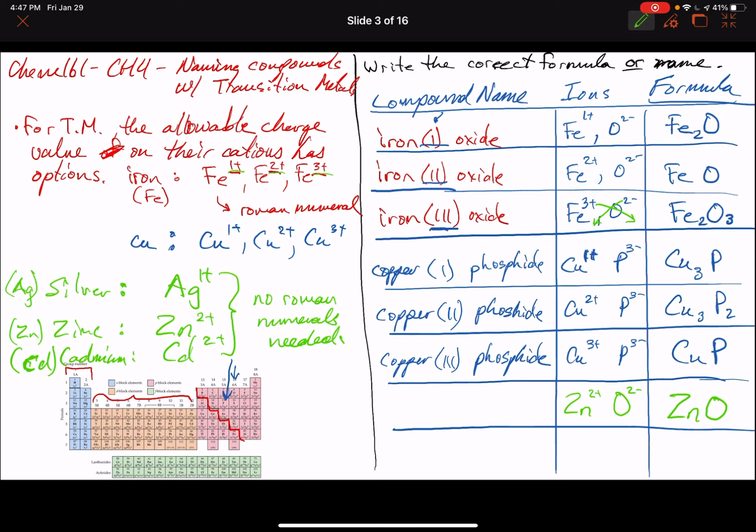Okay, so now we can list the name finally. So working our way backwards. So this would be zinc. No Roman numeral is needed. Zinc oxide. And that is the complete and correct name. Including a Roman numeral is redundant. We do not need that. Okay.